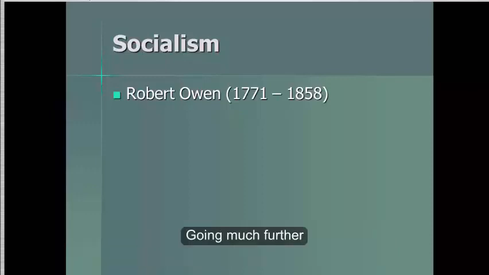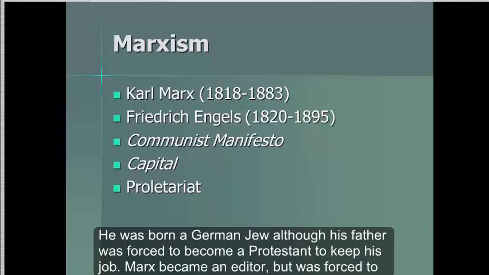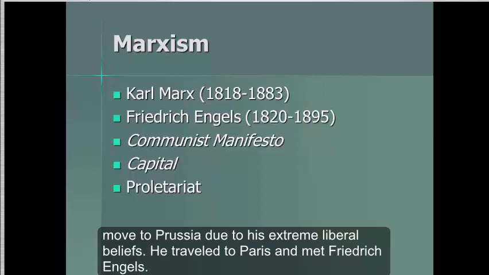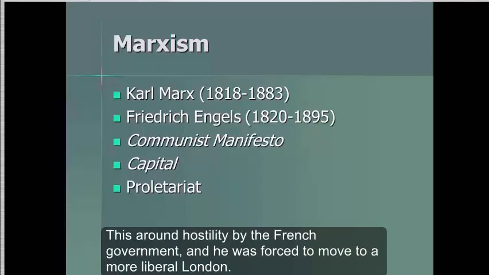Going much further is Karl Marx. He was born a German Jew, although his father was forced to become a Protestant to keep his job. Marx became an editor but was forced to move from Prussia due to his extreme liberal beliefs. He traveled to Paris and met Friedrich Engels. In 1848, they published the Communist Manifesto calling for the workers of the world to unite and overthrow the capitalist system. This aroused hostility by the French government, and he was forced to move to a more liberal London.